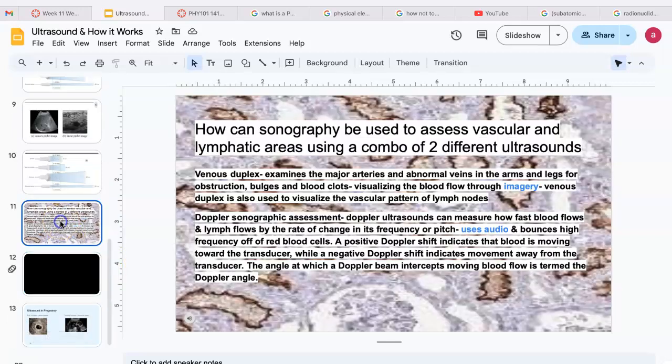And I really wish I could have gone more into just what Doppler sonography is and how it works and how it uses sound. I highlighted these points, like the Doppler uses sound, but the venous duplex uses imagery instead of sound, so it visualizes the vascular pattern. And I tried to explain that the Doppler shift indicates movement away from the transducer, and it determines blood flow. I did my best.